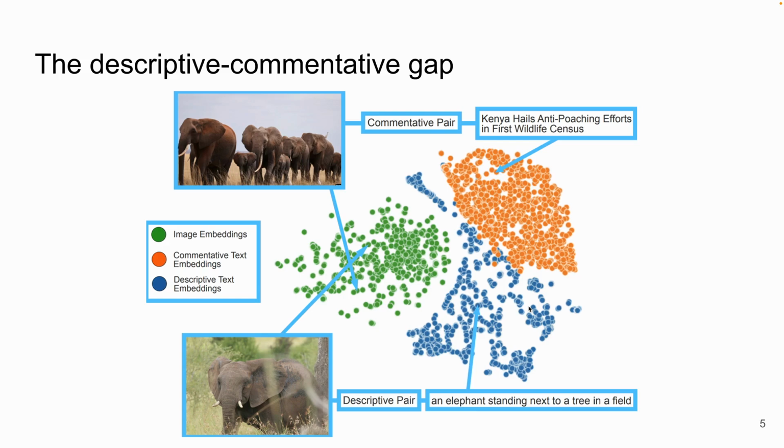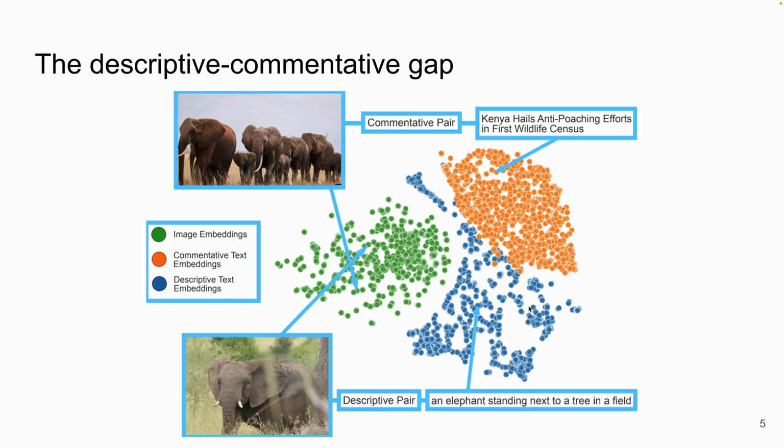This is contrasted with what you'd often see in social media, where you have a herd of elephants in a grassy field. But the text that you're going to get with that is "Kenya hails anti-poaching efforts and first wildlife census." And there's no mention of elephants or grass or fields in that text. And yet this is what a positive match of an image-text pair on social media is going to look like.